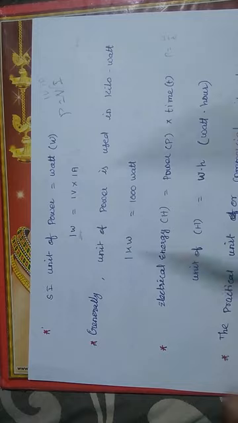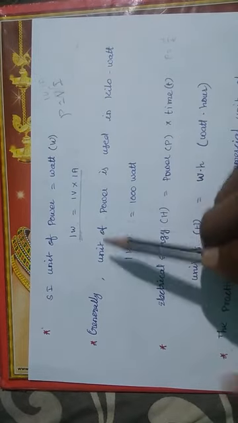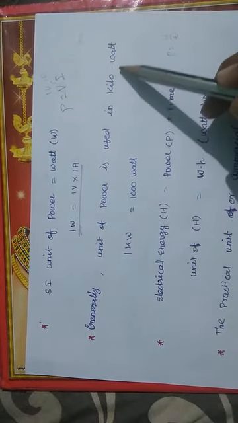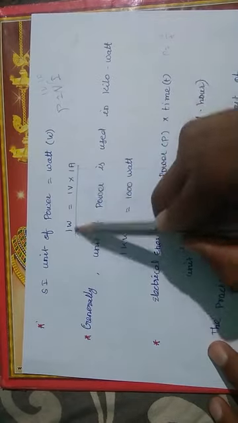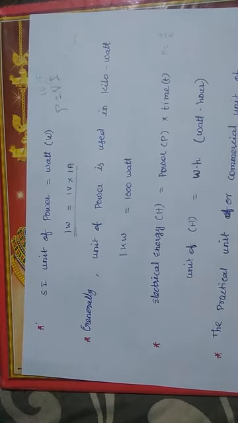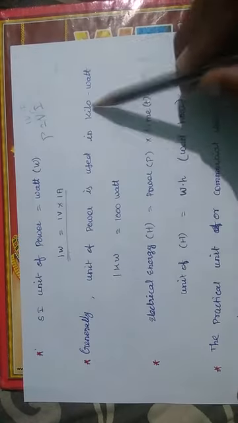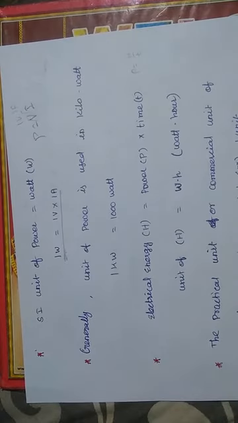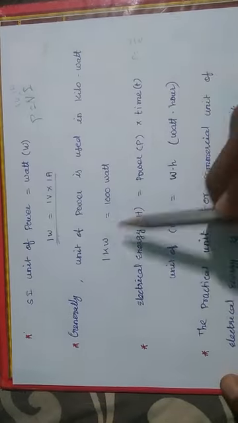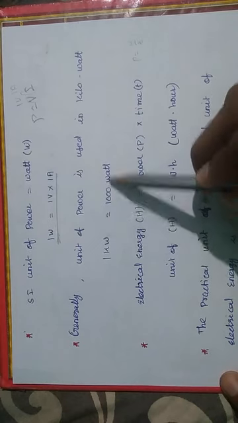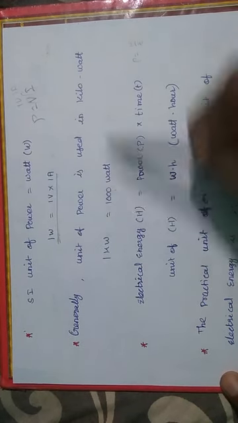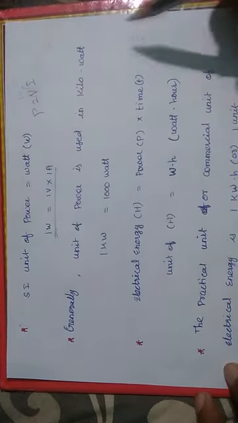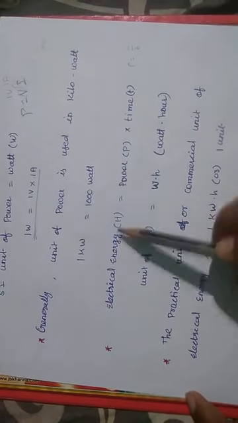More generally, power can be represented in kilowatts, because watt is a very small unit. For that purpose, we are using kilowatt. Kilowatt is used for domestic and general purposes. So 1 kilowatt is known as 1000 watts. Next is the electrical energy.